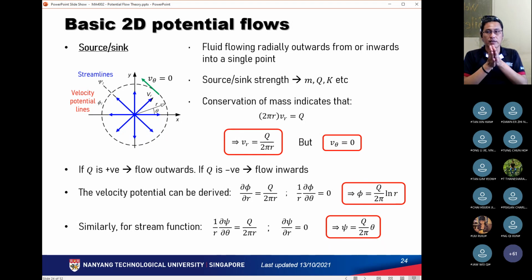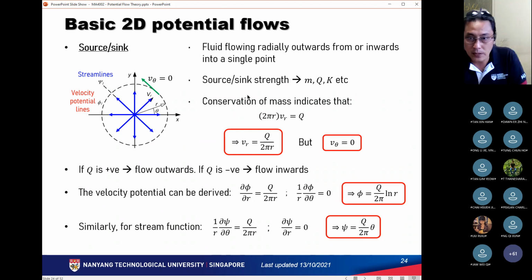The flow components are such that we only have radial velocity components. That means V_R, V subscript R, is not equal to 0. However, because the flow is moving radially outwards, the tangential velocity V theta must always be equal to 0. In this case, the blue lines will indicate the streamlines. And the velocity potential lines will be these dashed lines over here, because only these circular dashed lines will always be perpendicular to the blue streamlines. So just bear that in mind.